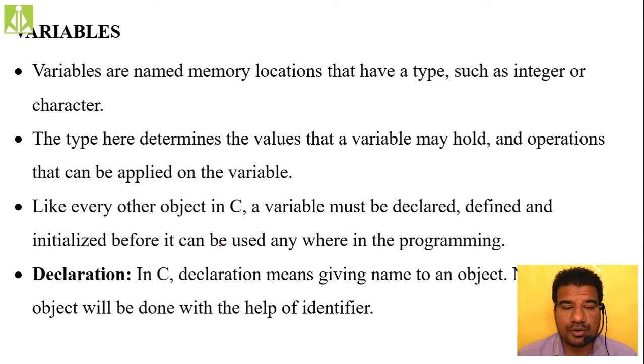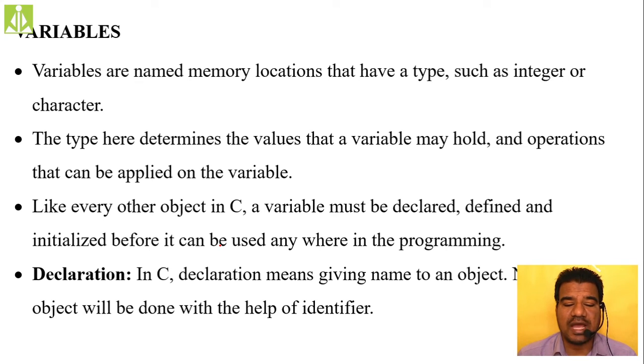So in your programming, we basically discuss all these things. So variables are named memory locations that have a type such as integer or character. The type here determines the values that a variable may hold, because when you are giving the type, it is going to have a specific range of values, and you can store any value from that range only. Exceeding that range will give you some logical error. It is not a syntactical error, but it will give you a logical error. Very soon we are going to discuss what is a syntactical and what is a logical error.